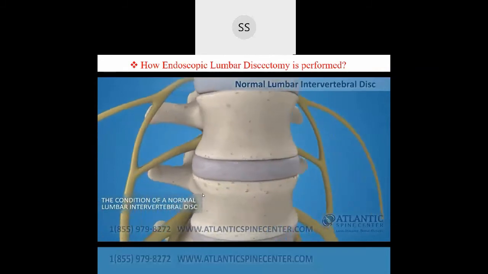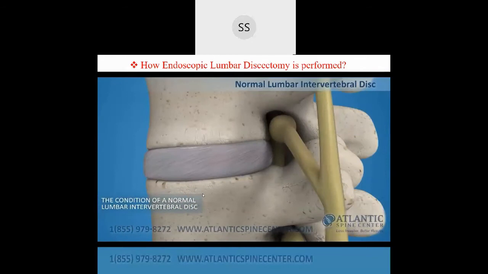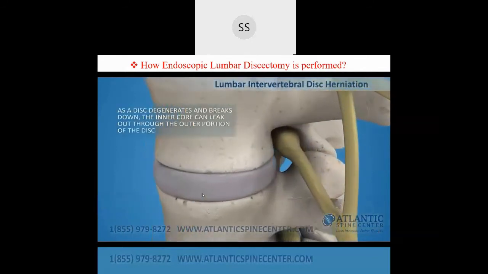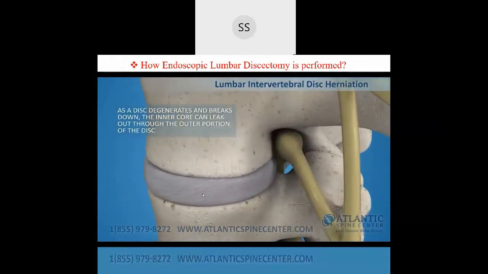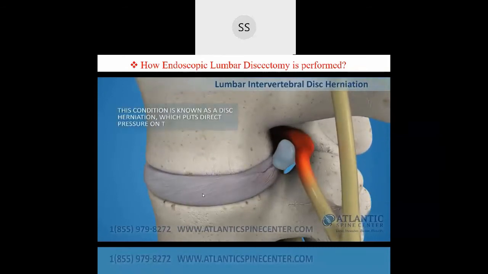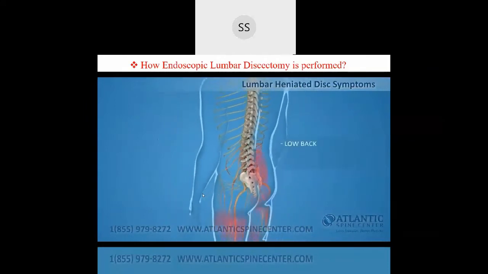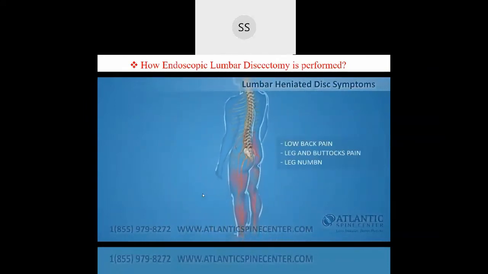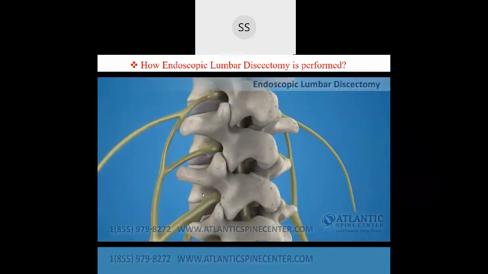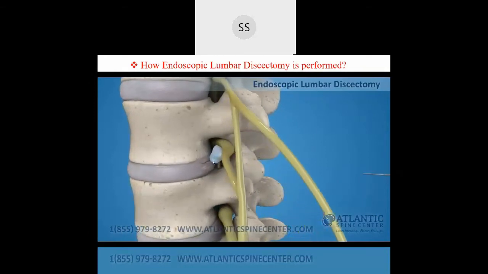This is the condition of a normal lumbar intervertebral disc. As a disc degenerates and breaks down, the inner core can leak out through the outer portion of the disc. This condition is known as a disc herniation, which puts direct pressure on the nerve. Lumbar herniated disc symptoms include low back pain, leg and buttock pain, leg numbness, and tingling. Endoscopic lumbar discectomy is a minimally invasive procedure for treating lumbar herniated disc.